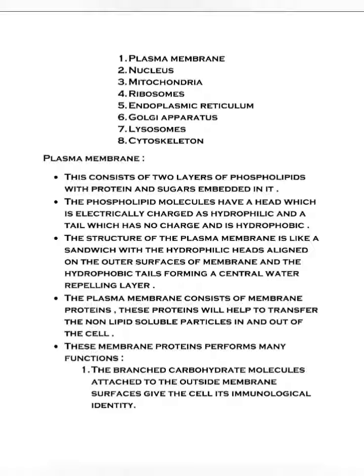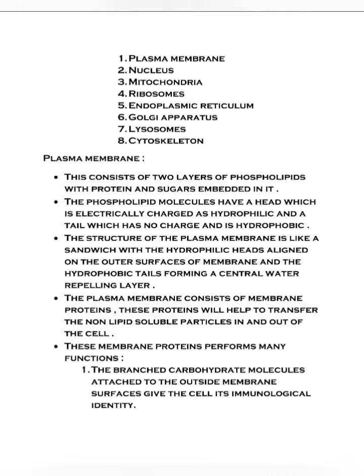Now coming to the plasma membrane, this consists of two layers of phospholipids with proteins and sugars embedded in it. The phospholipid molecules have a head which is electrically charged and hydrophilic, and a tail which has no charge and is hydrophobic. Hydrophilic means it loves water. Hydrophobic means fear of water. The structure of the plasma membrane is like a sandwich, with the hydrophilic heads aligned on the outer surfaces of the membrane and the hydrophobic tails forming a central water-repelling layer.